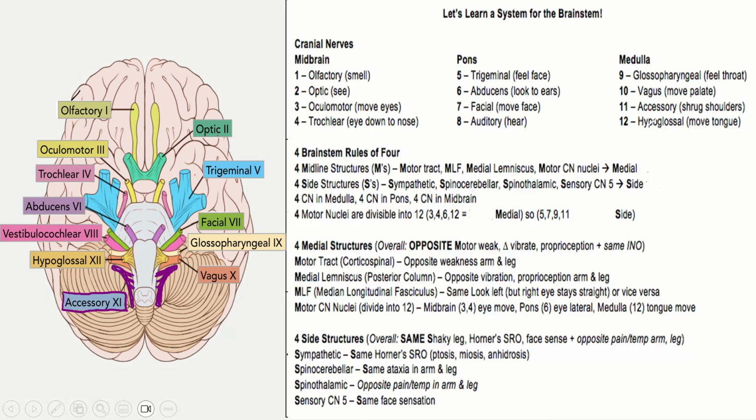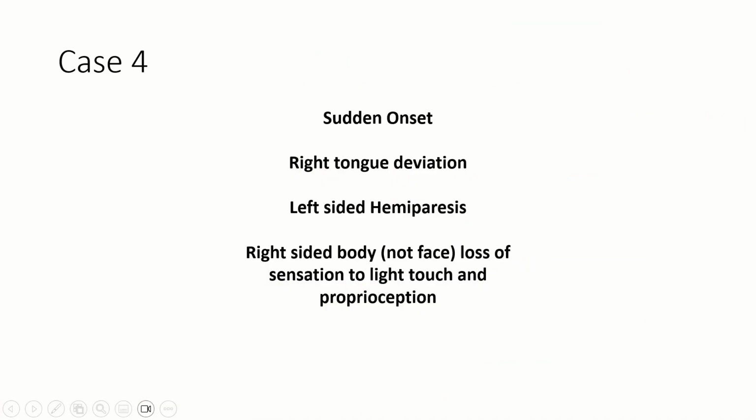All right, and on to our last one. You got right-sided tongue deviation, left-sided hemiparesis, and right-sided body, not face, loss of sensation to light touch and proprioception. So question is, where are we? All right, and the easiest way to know where we are here is going to be 12. So you have 12. Remember the rule of 4. That means that you're in the medulla.